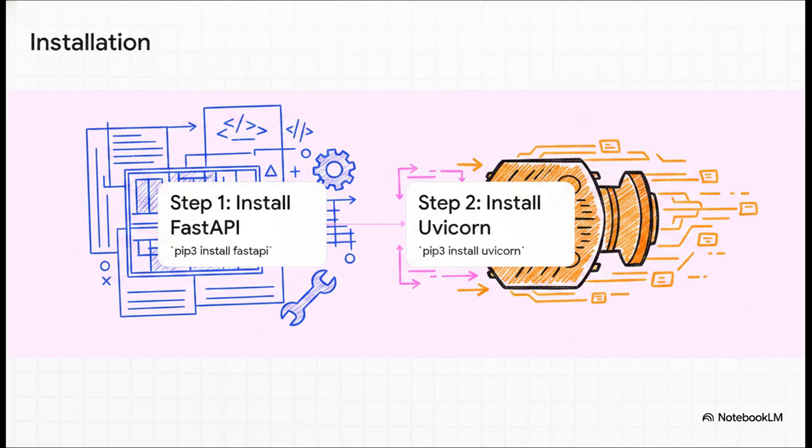Second, you're going to run pip3 install uvicorn. Now, if FastAPI is the blueprint, Uvicorn is the construction crew and the power generator. It's the server that actually brings our code to life and makes it available on the web.